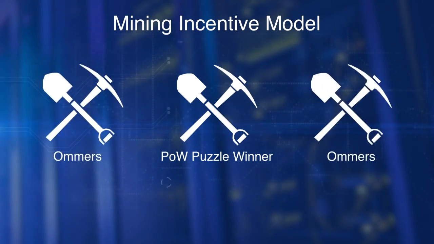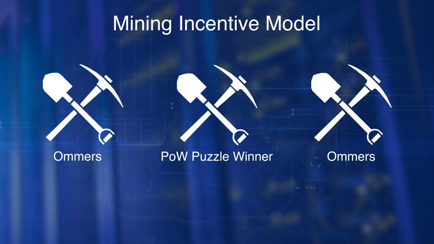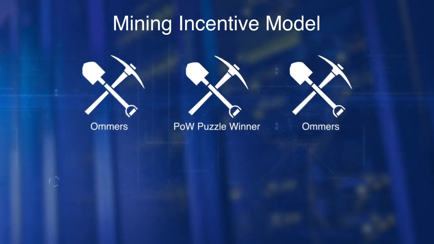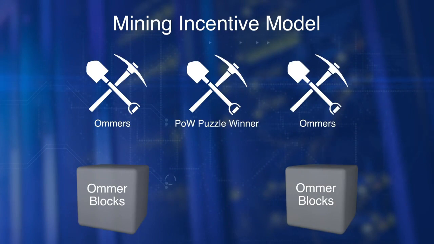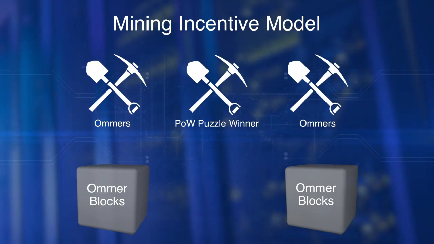Note that there may be other miners who also solve the puzzle besides the winner. These miners who solved the puzzle but didn't win the block are called omers. The blocks created by them are called omer blocks. These are added as omer blocks or side blocks to the main chain. Omer miners also get a small percentage of the total gas points as a consolation and for network security.